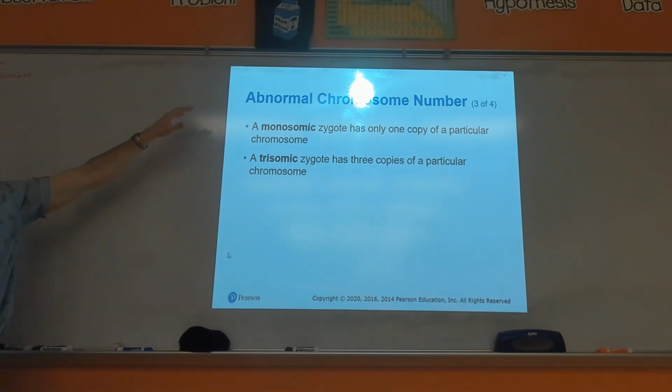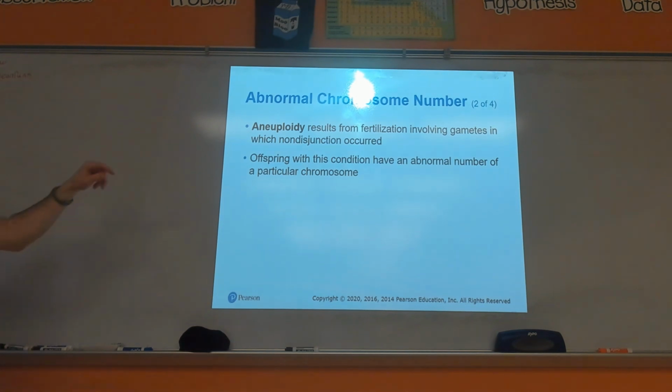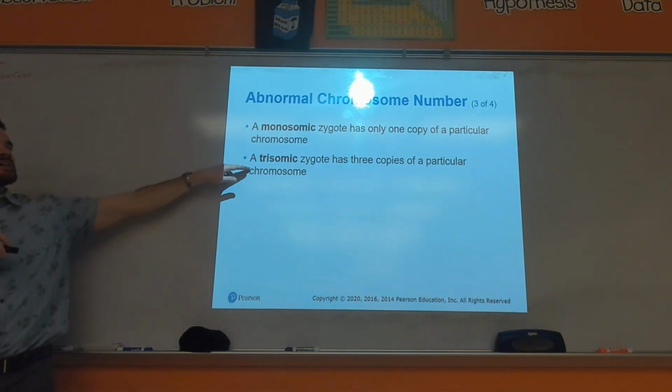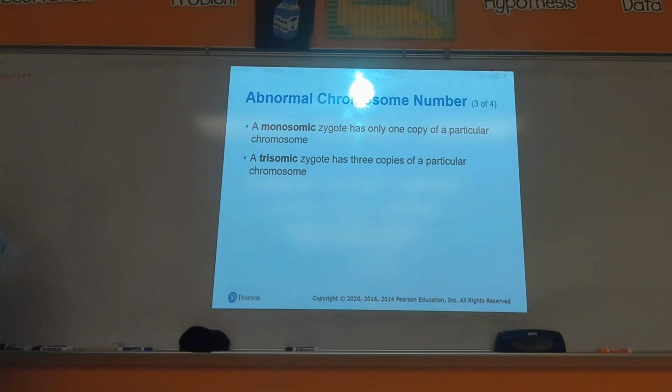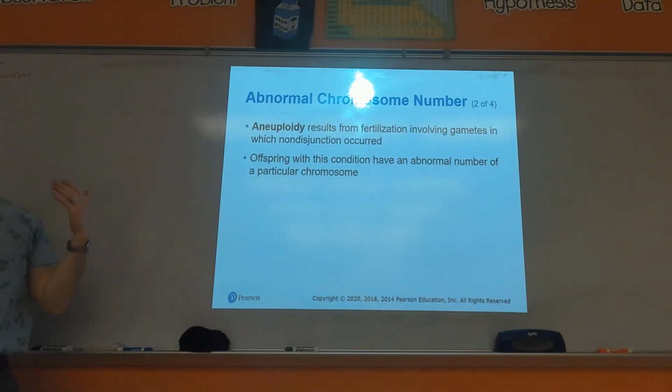Within abnormal chromosome numbers, if you're a zygote that has only 1 copy of a certain chromosome, meaning you're one of these cells, the N-1, that lost a chromosome copy, we call you monosomic. Whereas if you're a zygote that got an extra chromosome, so you're the N+1, that's trisomic. These would go underneath aneuploidy. Those would both be examples of aneuploidy.